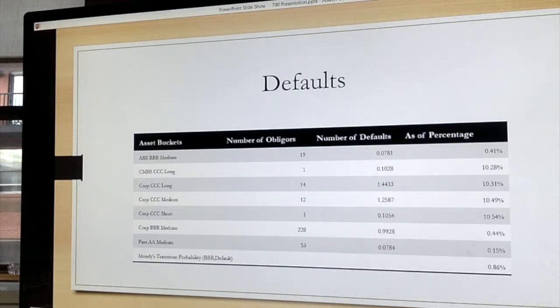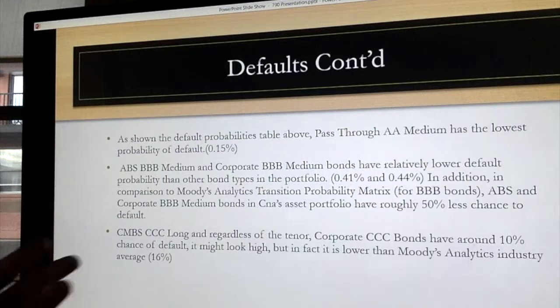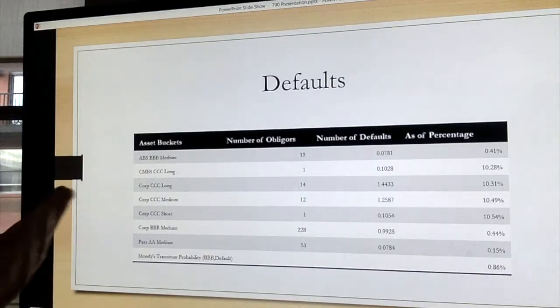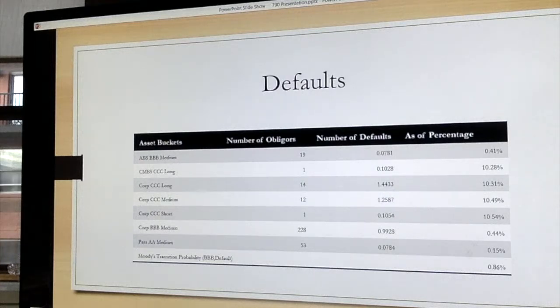So to be honest, I'm not pretty sure about the most logical number, the logical years to compare, but the simulation gives me the 16% from the transition matrix, so I followed that. But the 10% itself, I believe the bonds in CNA's portfolio, at least I can say, do not have a high chance of default.